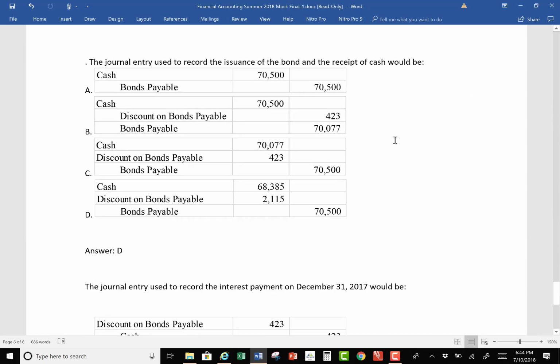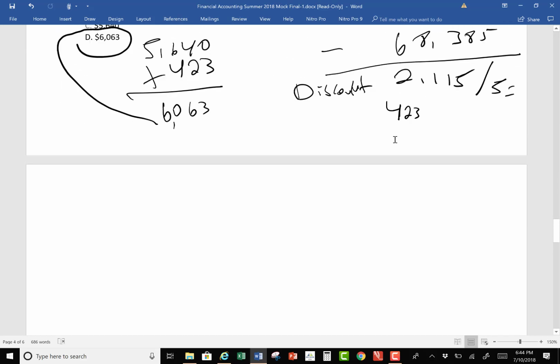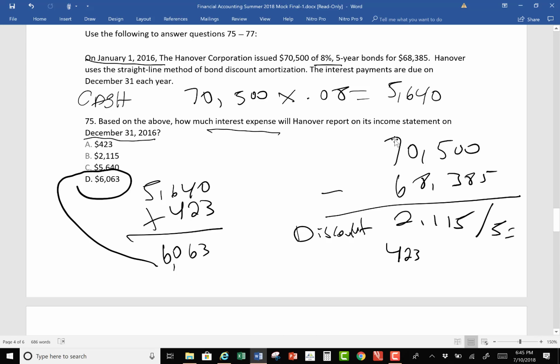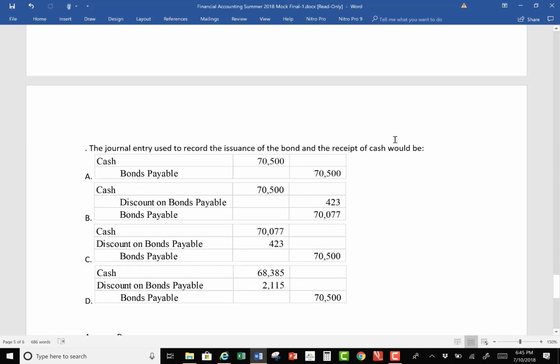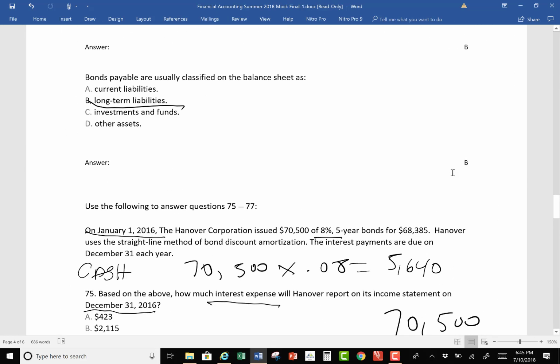Oh no, here are journal entry questions. The journal entry to record the issuance of a bond. Same facts? Oh, okay. So using the same facts, the journal entry to record the issuance of the bond, and they told us they issued it for how much? 70,500, right? Now, when you get a question like that, guys, instead of looking at those choices and trying to back into what the answer is, just do the journal entry. And then it's a piece of cake.